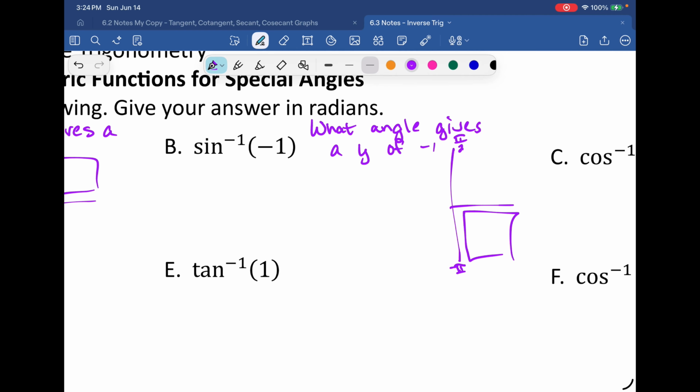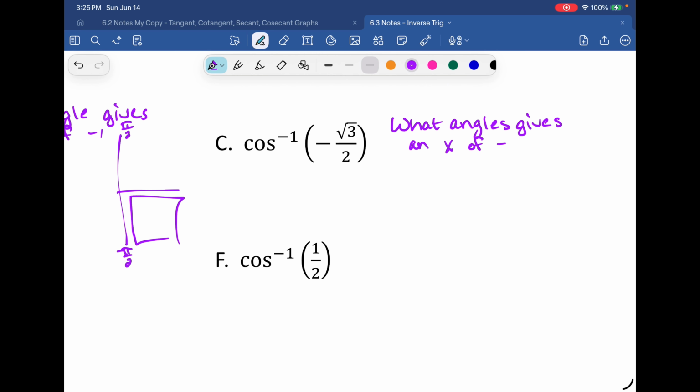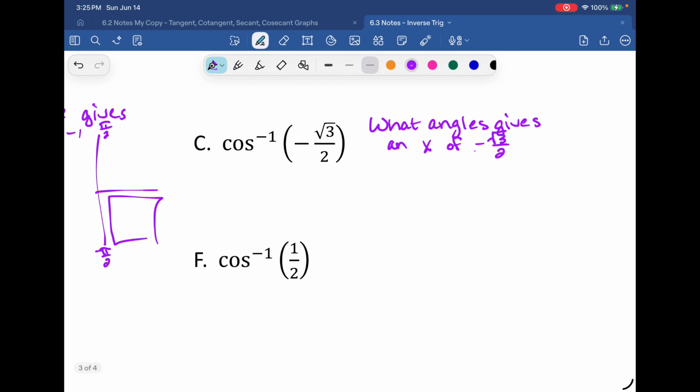Cosine. Okay, so one angle, cosine is x. Okay, again, consider the graph for inverse cosine, the unit circle. Cosine is negative in quadrant 2. So the angle that provides an x-coordinate of -√3/2, this is 5 pi over 6.